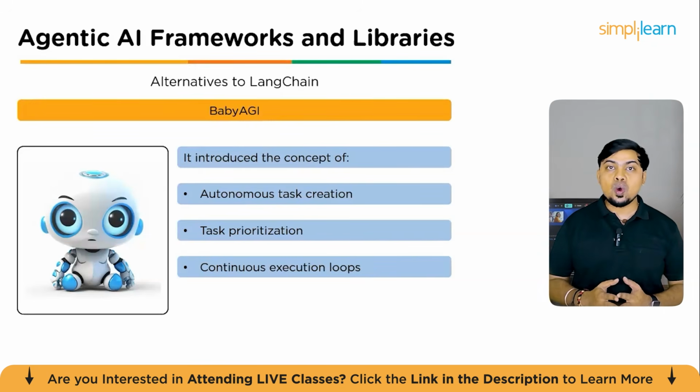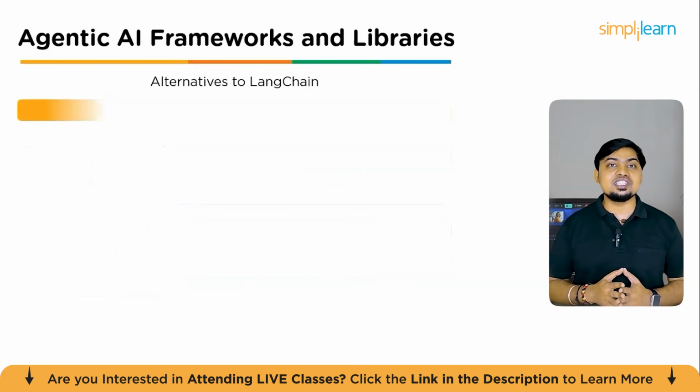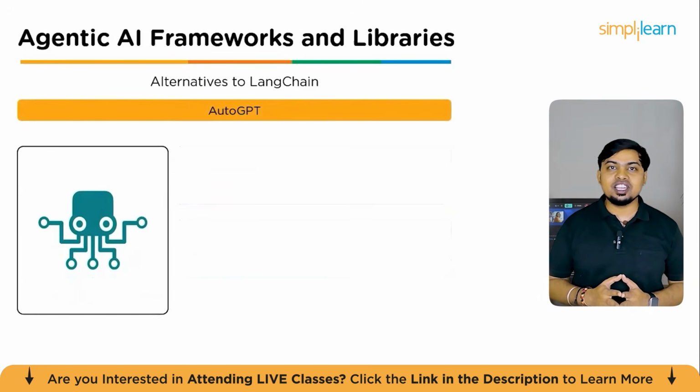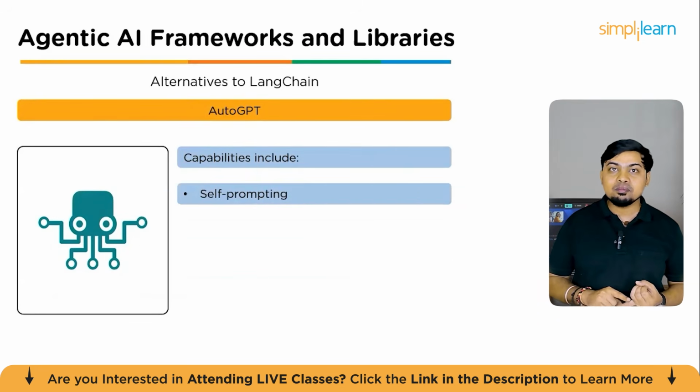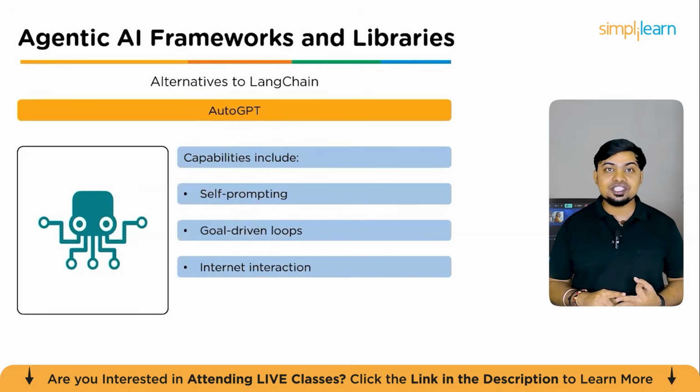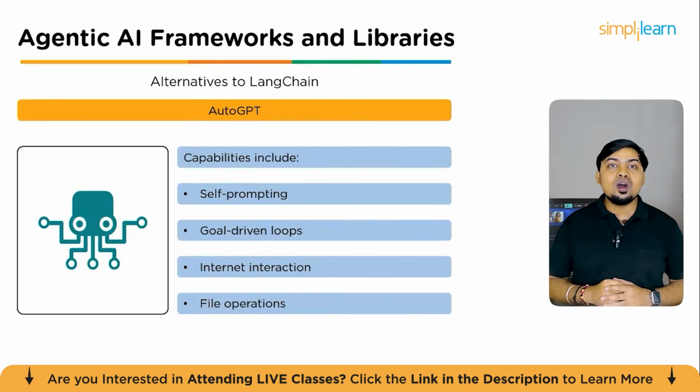Now, the next one is AutoGPT. AutoGPT is another pioneering automation agent project. So let's discuss some of the capabilities. Self-prompting, goal-driven loops, internet interaction, file operations. AutoGPT demonstrated the potential of fully autonomous AI agent systems.